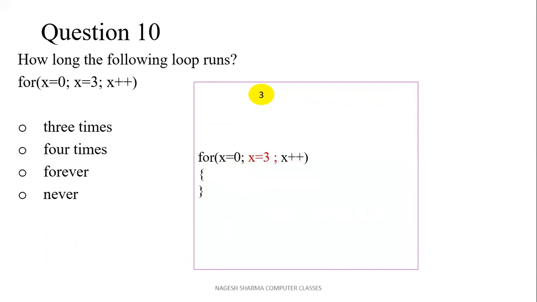Question number 10. How long does the following loop run? for(x = 0; x = 3; x++). In this, the test expression is x = 3, that is an assignment expression. During this assignment, the value 3 will be assigned to x. So this expression will behave as if 3 is placed here. 3 is a non-zero integer, so this condition will always remain satisfied, and this loop will execute infinite times. So the correct answer is the third option, that is forever.